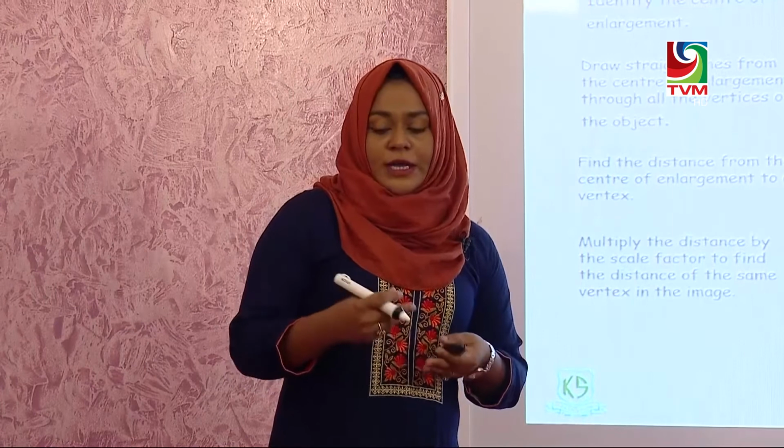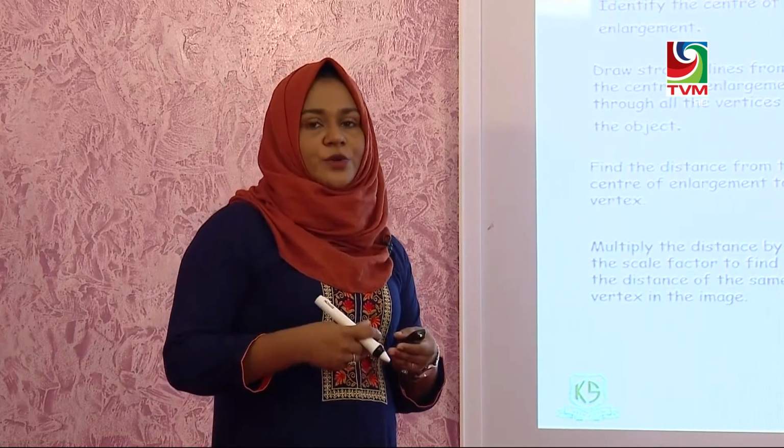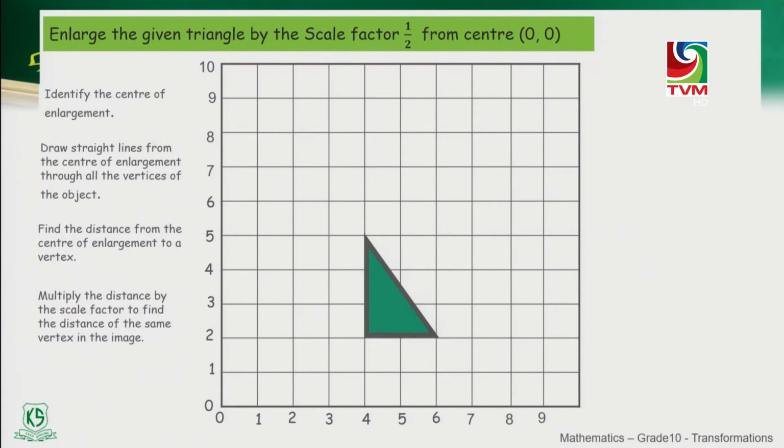Now here is an example where you have a scale factor less than 1, as we have discussed before. If you have a scale factor less than 1, a fraction, that means your image or your enlargement will be smaller than the object. Here you have to enlarge the given triangle by the scale factor 1/2 from center (0, 0). 1/2 means it's half, so your enlargement will be half the size of the object.